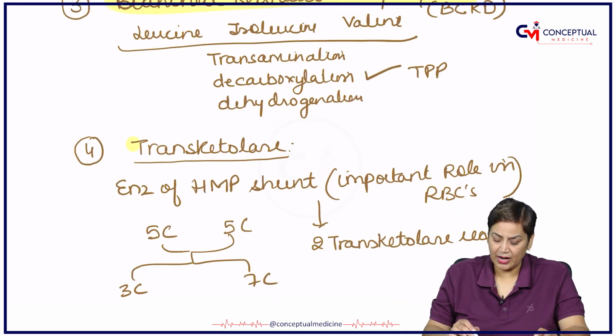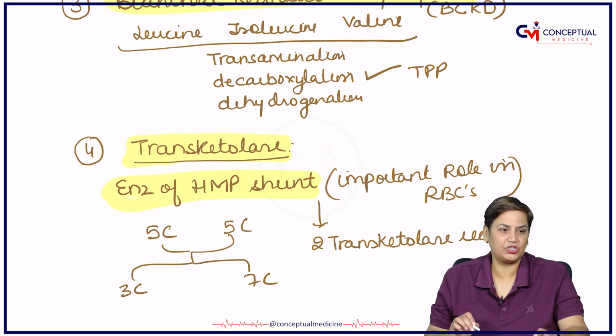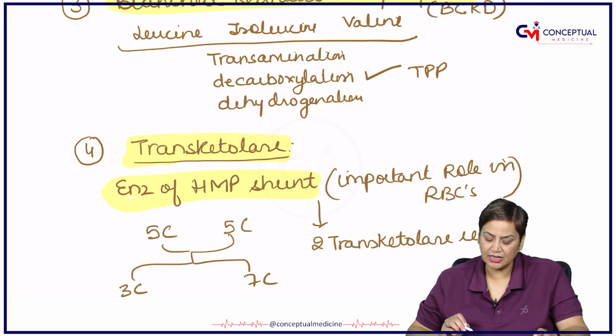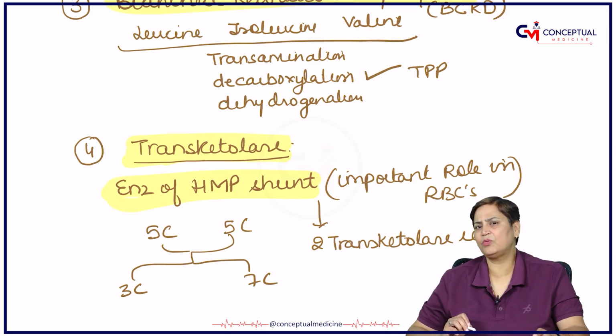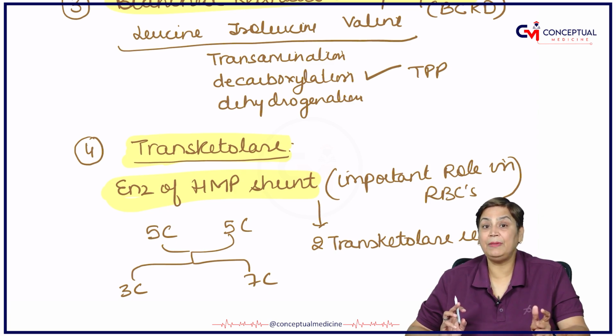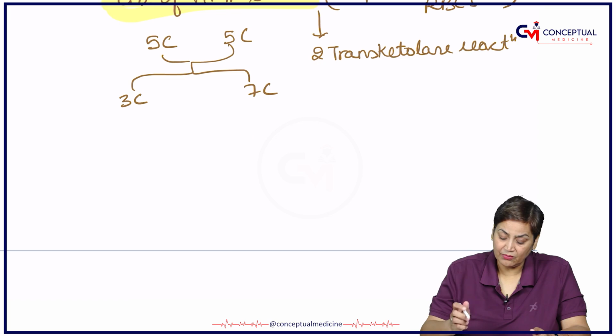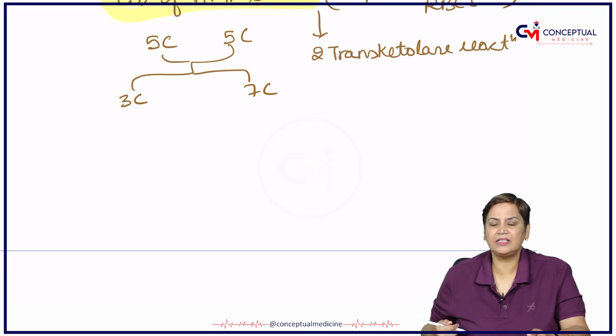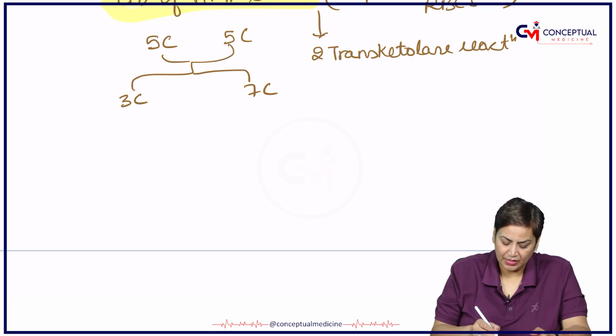And then it is required for transketolase, which is an enzyme of HMP shunt. And we know that the most important role of HMP shunt is that it plays a very, very important role in maintaining the cell membrane of RBCs. So these are the 4 main important functions of vitamin B1 whose active form is TPP. Now we come over to the deficiency manifestations, because if a particular enzyme is absent, it will lead to the deficiency of that particular vitamin.